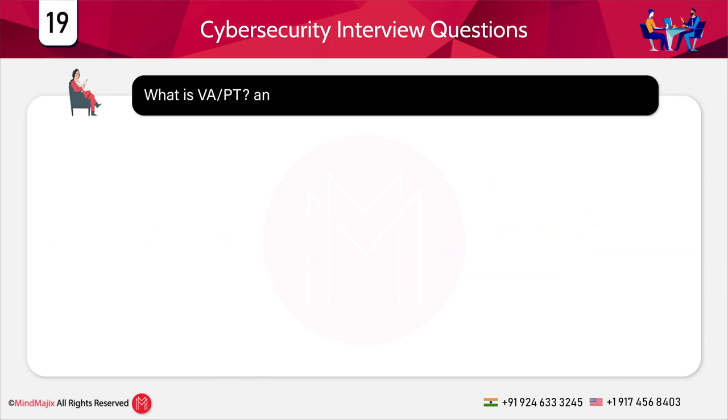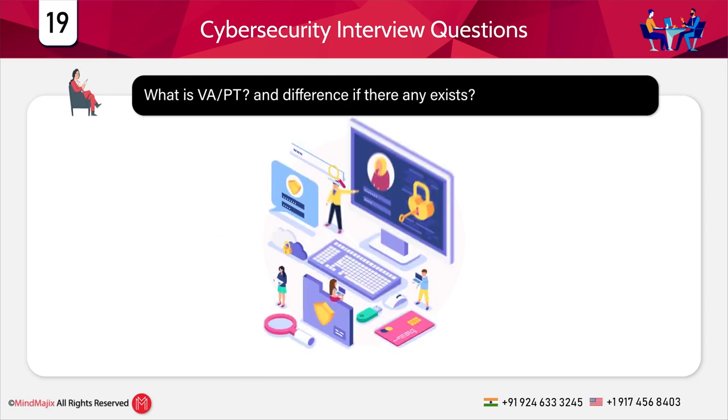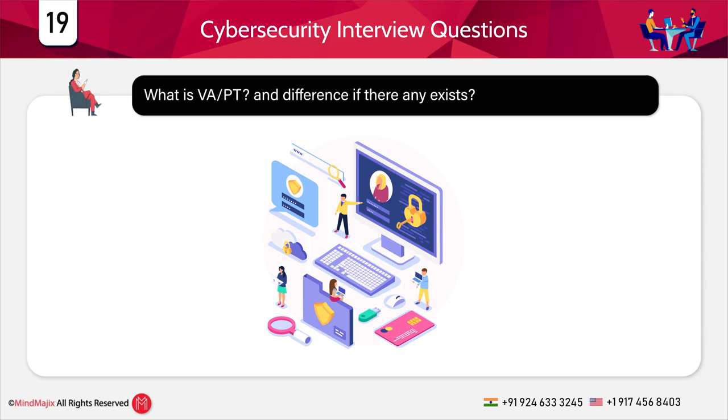Next, what is VAPT and what is the difference, if any exists? VAPT covers two different profiles: vulnerability assessment and penetration testing. Both are a little different. Meanwhile, they follow nearly the same steps, but they are a little different. The role of a VA is to find all the possible vulnerabilities that can be exploited by an attacker. So this is called VA.